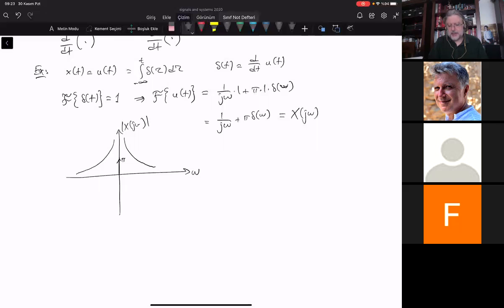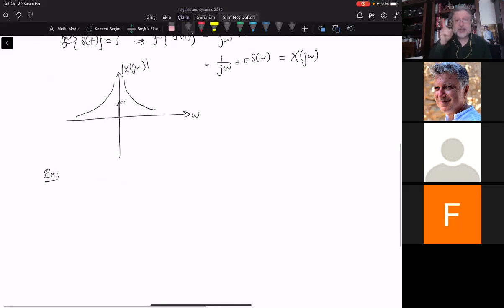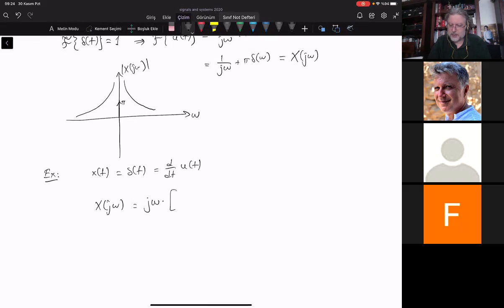Now an interesting thing happens when we try to take the derivative of this expression, u of t. So x of t this time is equal to delta t, which is the time derivative of u of t. Now what is the Fourier transform from the formula? We know that x of j omega is equal to, quite simply, j omega times the Fourier transform of u of t. What was the Fourier transform? It's there on the screen. It's 1 over j omega plus pi times delta omega.